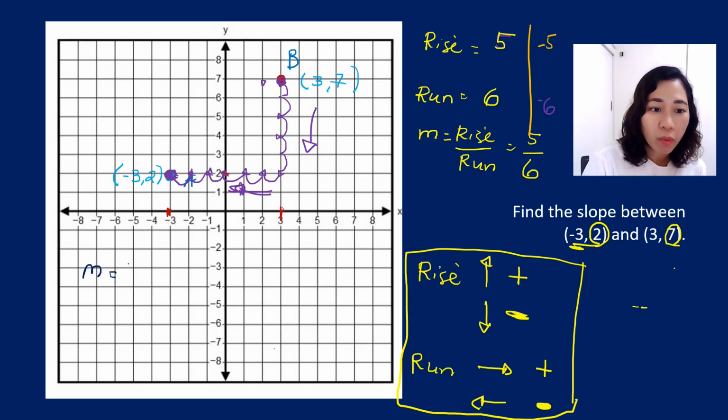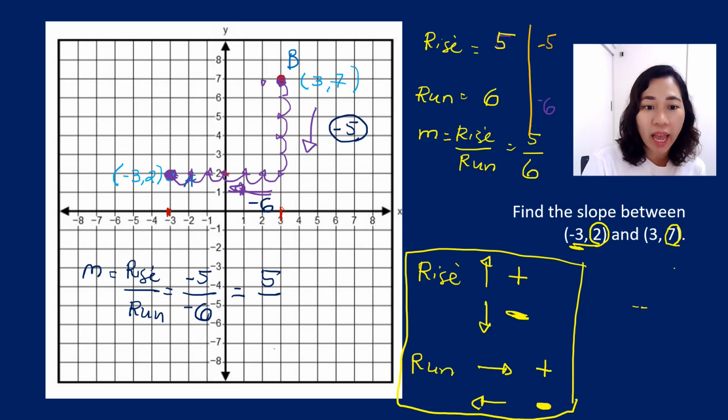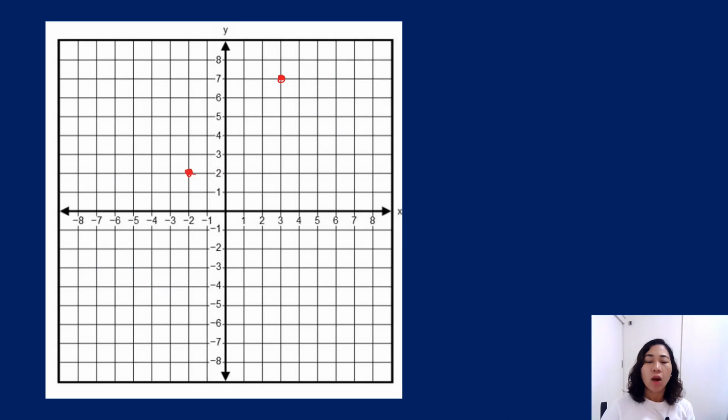So in this case, my slope is rise over run. My rise is negative 5 and my run is negative 6. But either way, the slope that I get is still the same, 5 over 6. Is that clear? Okay, so I have the 2 points that we had earlier. Let us now connect these 2 points using a line. So there's our line.